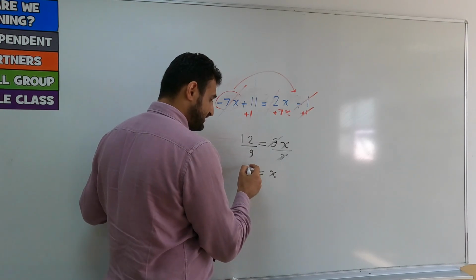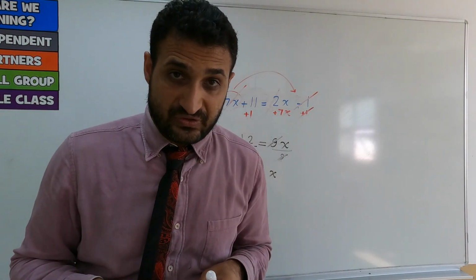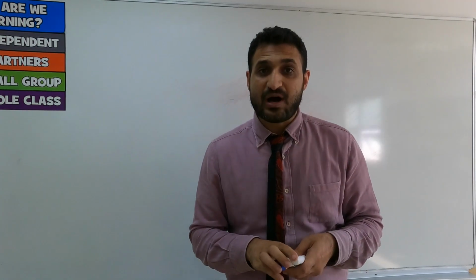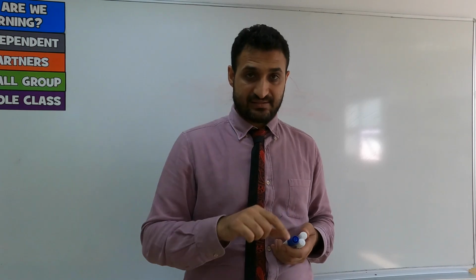This 9 divided by 9 is 1, so it will be 1x equals 12 over 9. If you use your calculator, it's going to be 4 over 3, or you can write it as 1.3. So it's your turn now. Answer the questions from 1 to 10.